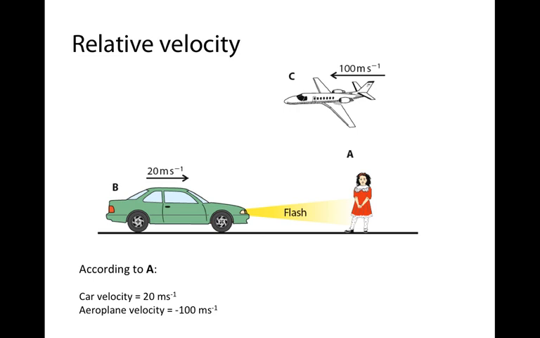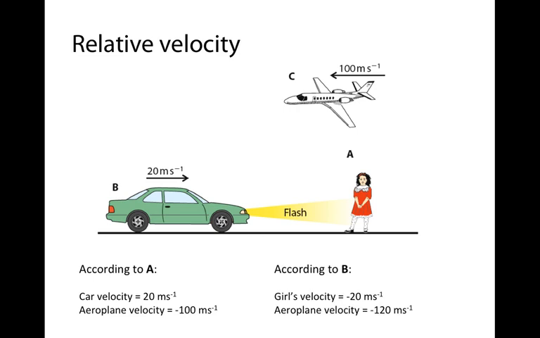The aeroplane C is travelling from right to left. So according to A, if we've made left to right positive, then B is travelling at 20 meters per second. C, on the other hand, is travelling in the other direction with a speed of 100 meters per second. So the airplane's velocity must be minus 100 meters per second. Positive 20 meters per second, negative 100 meters per second. But both of those values are purely compared to the stationary girl.